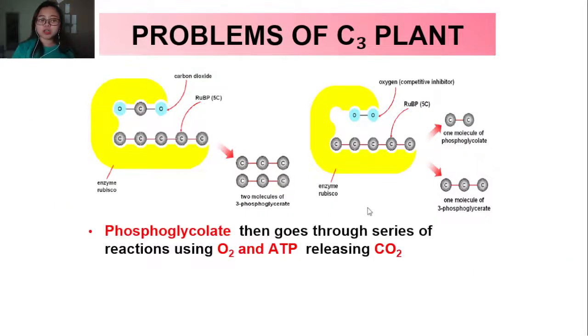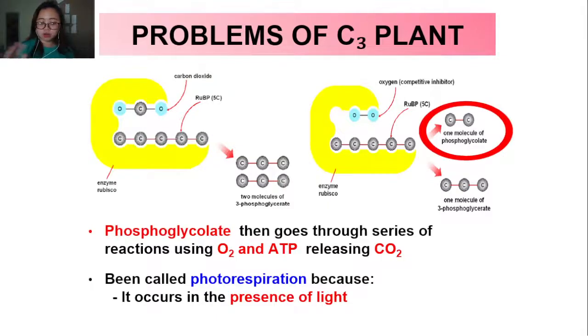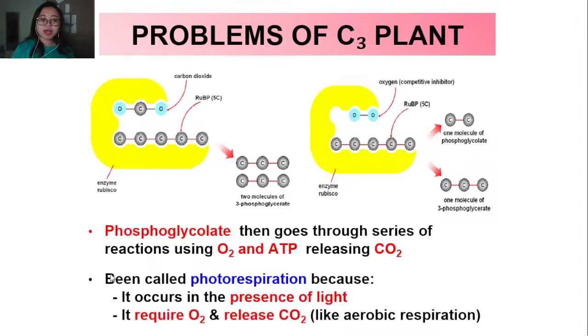That's a problem because phosphoglycolate then goes through a series of reactions using oxygen and ATP, releasing carbon dioxide. So, this phosphoglycolate does its own thing. It uses oxygen, it uses ATP, and it releases carbon dioxide. And it is called photorespiration because it occurs in the presence of light. It will use oxygen and release carbon dioxide.